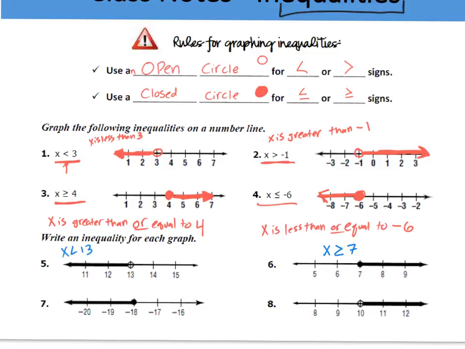Problem number 7. It looks like everything is less than -18, and that it's less than or equal to because there's a solid dot right there. So x is less than or equal to -18 for number 7. And last but not least, number 8, 10 is an open circle, so it's going to be a strict inequality. It happens at 10, and we've shaded everything bigger than 10, so x is greater than 10.